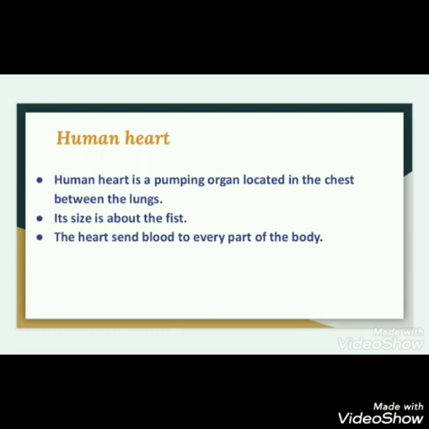The walls of the chambers of the heart are made up of muscle, and this muscle contracts and relaxes. As the muscle contracts and relaxes, it causes the pumping of the heart. The heart sends the blood to every part of the body.